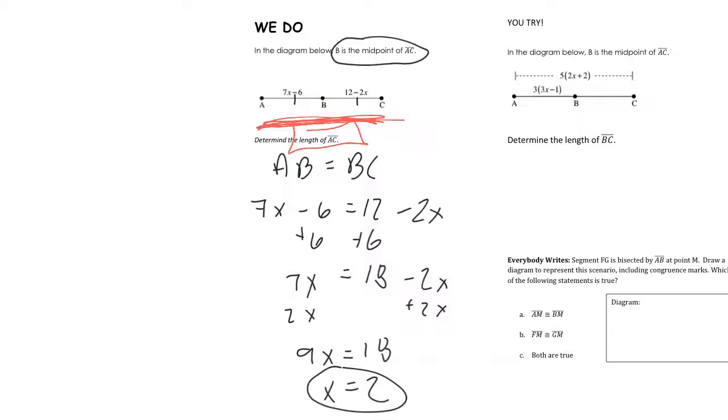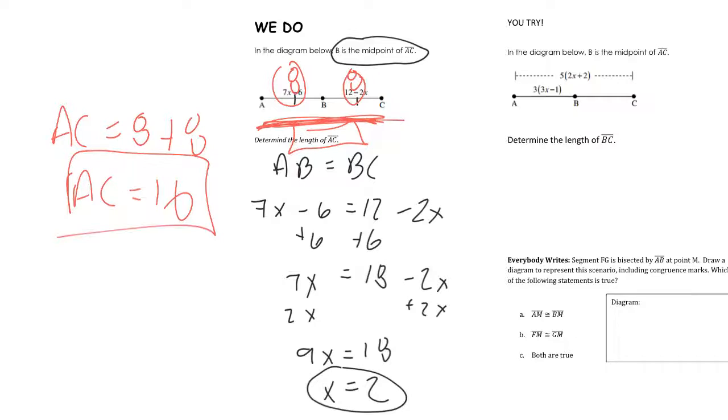A to B is 7 times 2 minus 6. 7 times 2 is 14. 14 minus 6 is 8. 12 minus 2x. Well, x is 2, so 12 minus 4, because 2 times 2 is 4. So 12 minus 4 is also 8. If you did it right, these should be the exact same thing, because it's the midpoint. So AC is equal to 8 plus 8. So AC equals 16. That's the final answer.